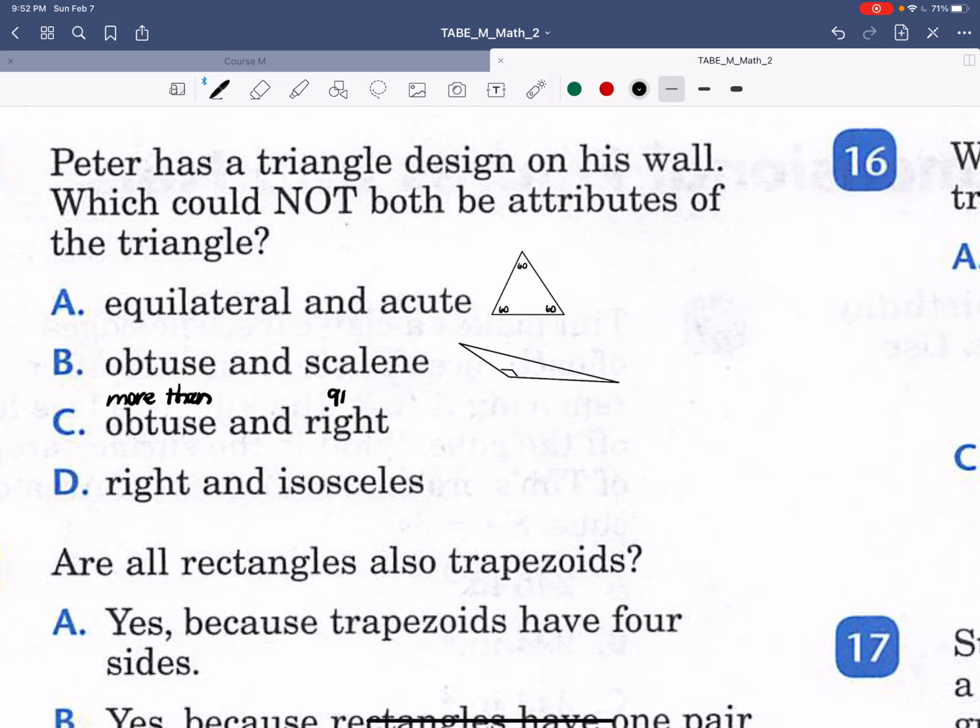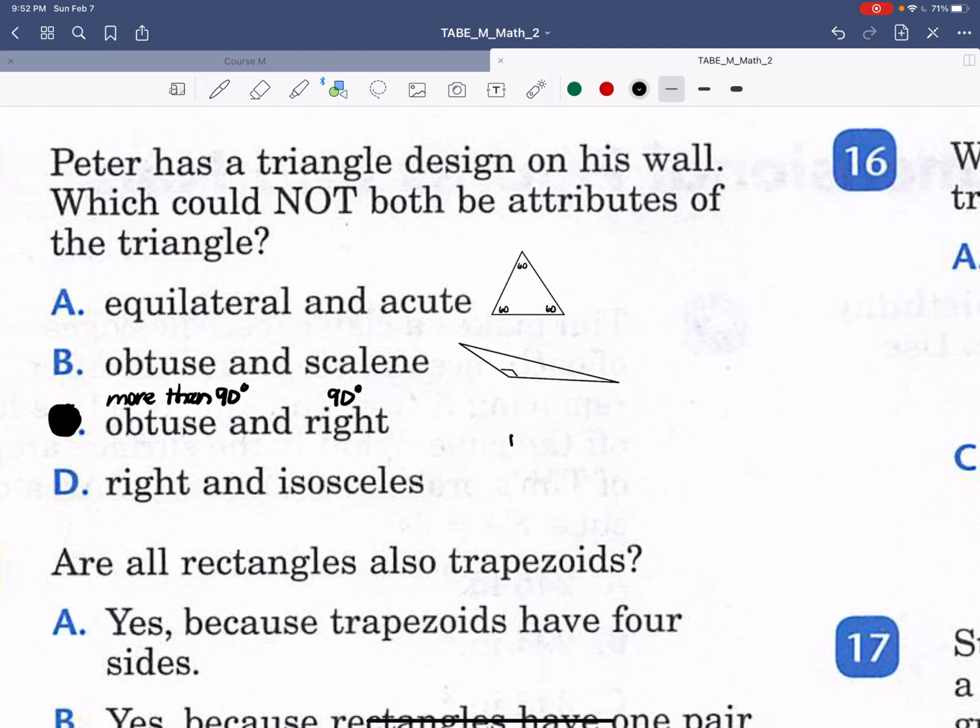And right means 90. So you can't have both of those. It's either one or the other. So that's the one that cannot be the same. You can't have an obtuse and a 90 degrees in the same triangle. Right and isosceles, that absolutely can happen.